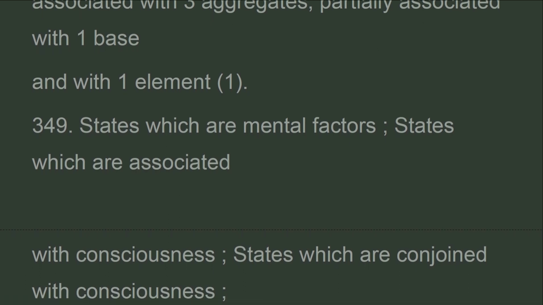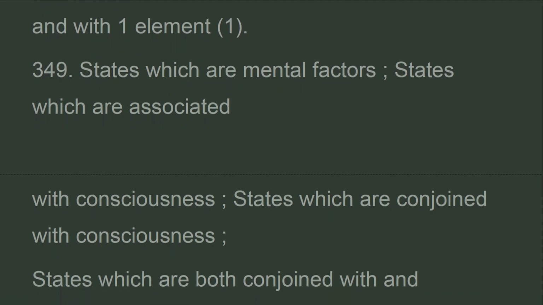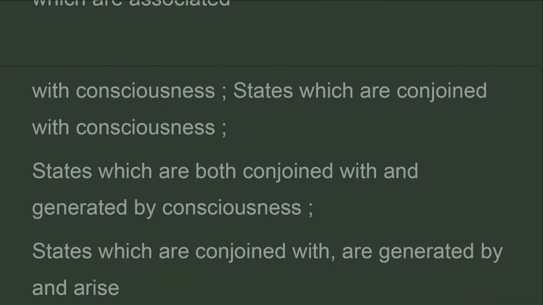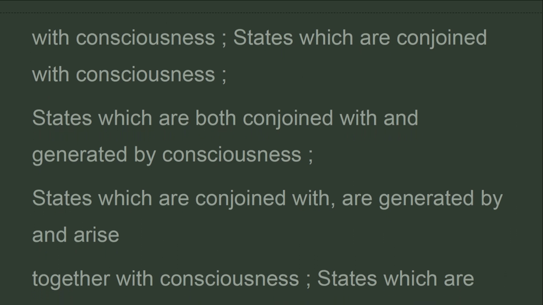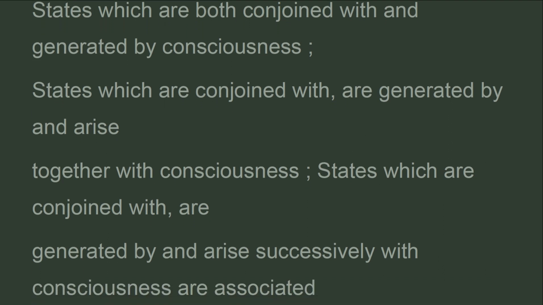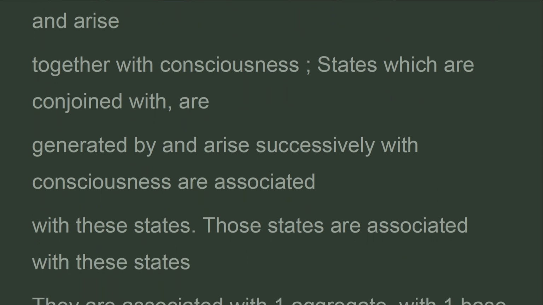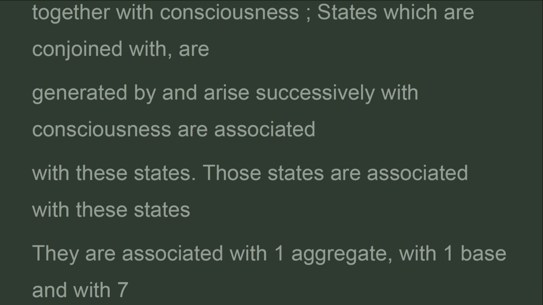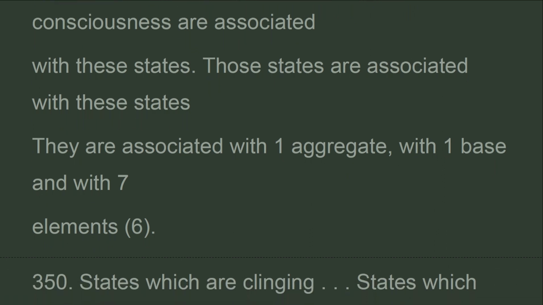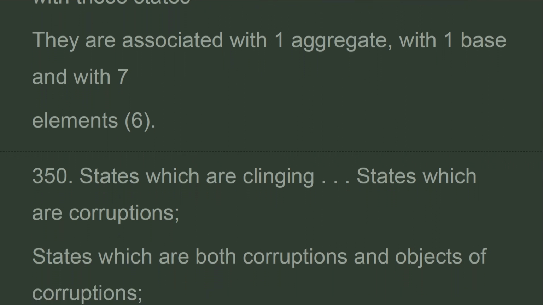349. States which are mental factors, states which are associated with consciousness, states which are conjoined with consciousness, states which are both conjoined with and generated by consciousness, states which are conjoined with, generated by and arise together with consciousness, and states which are conjoined with, generated by and arise successively with consciousness are associated with these states. Those states are associated with these states. They are associated with one aggregate, with one base and with seven elements.